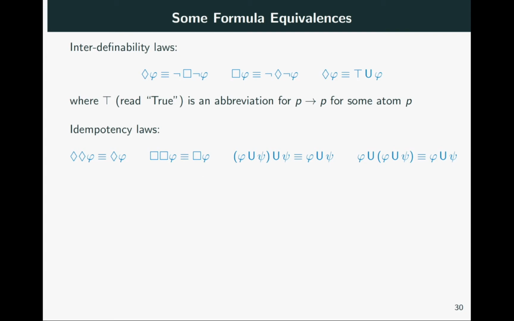For example, what does it mean that eventually eventually phi holds? Well, it means that there is a point in the future such that there is another point further up in the future such that phi holds. So we just applied twice the semantics of eventually. But this is the same as simply saying that there is a point in the future where phi holds. This is why we might as well have said eventually phi instead of eventually eventually phi. This is why the two are equivalent. And similar equivalences hold for always and until.